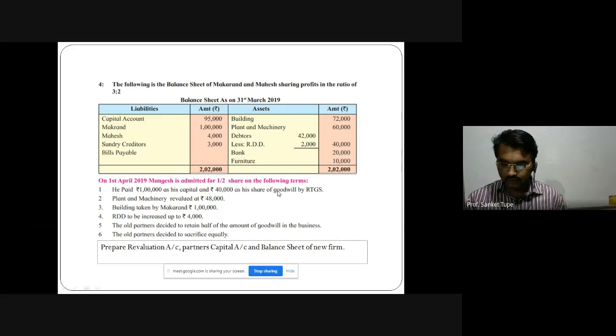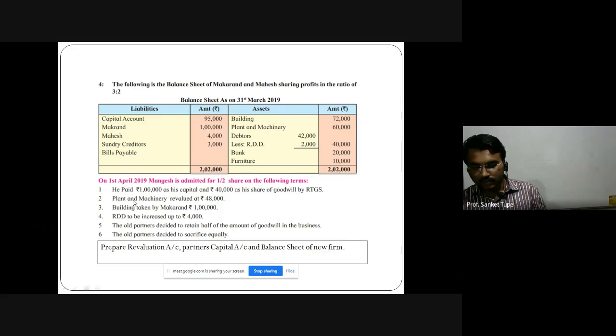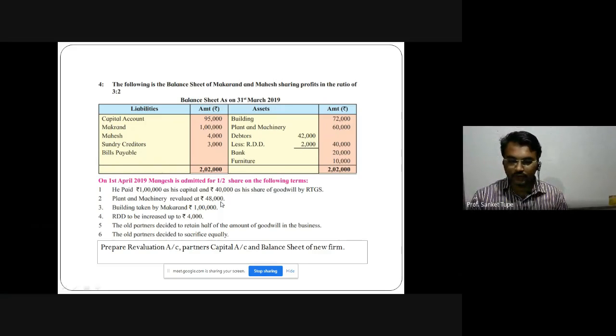So the entry will be bank account debit to goodwill account. Okay, that we will discuss later on. Then plant and machinery revalued at 48,000. So the previous amount of 60,000 is now 48,000. So valuation of plant and machinery is reduced. And whenever an asset reduces, the asset should be credited. And in the revaluation, it should be written on the debit side. So revaluation account debit to plant and machinery account.